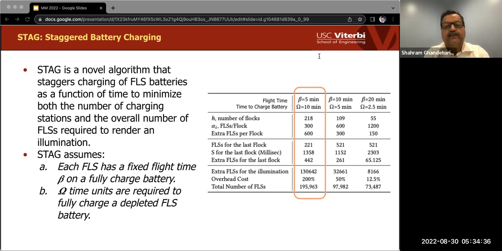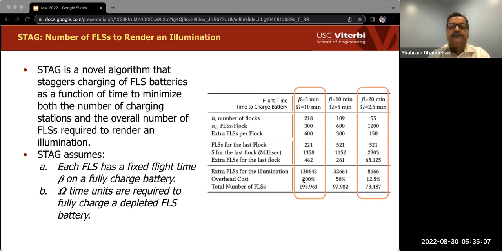Beta and omega have a significant impact on the number of FLSs required to render an illumination. For example, today's nano drones provide flight time of 5 minutes on a fully charged battery. They require 10 minutes to fully charge their batteries. With STAG, these drones increase the number of FLSs to render an illumination by more than 200%.